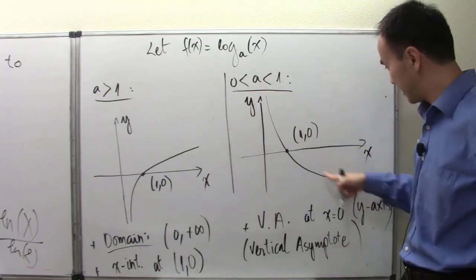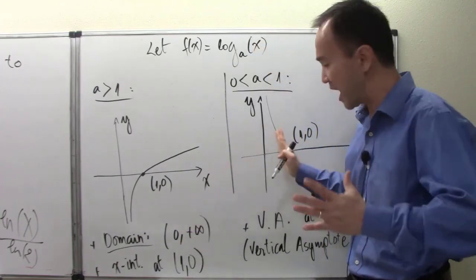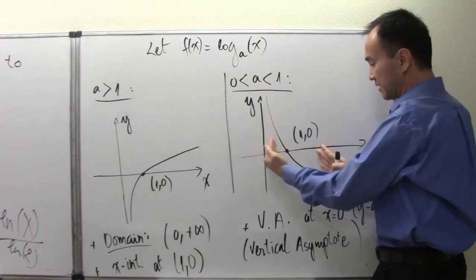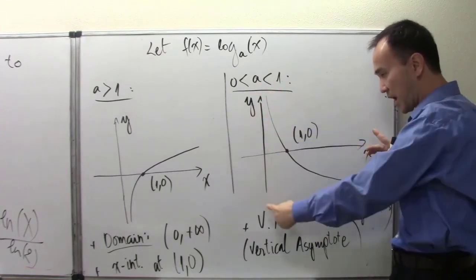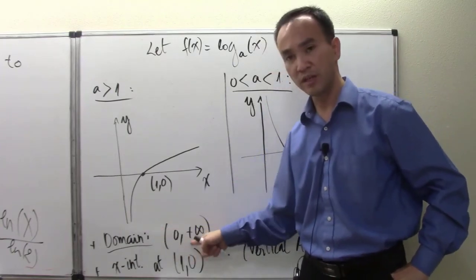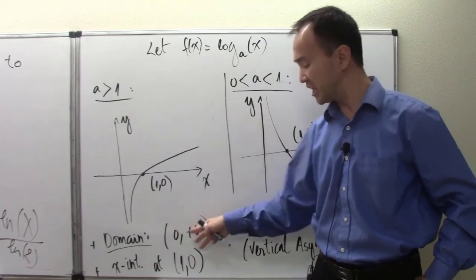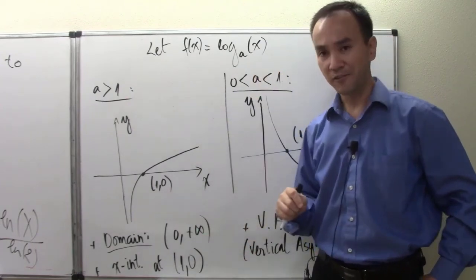And the graph here is still going to display the domain of our function, the graph itself still stays completely to the right-hand side of the y-axis. So that's consistent with the domain still remaining the same, between 0 and positive infinity. Those three major characteristics exist in any of these logarithmic functions.